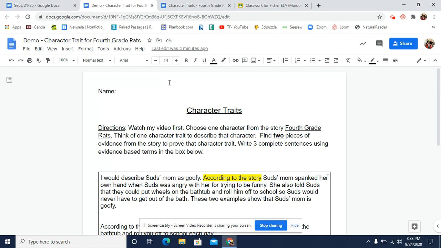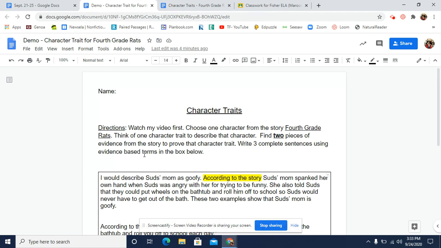But the change now, and I talked about this in class, is that now you're going to have to give me evidence. You need to find 2 pieces of evidence from the story that prove that character trait. So, whatever character trait you chose, you need to give me 2 pieces of evidence from the story that proves that. And then you're going to write 3 complete sentences using the evidence-based terms in the box below. Okay, so I'll go over that.